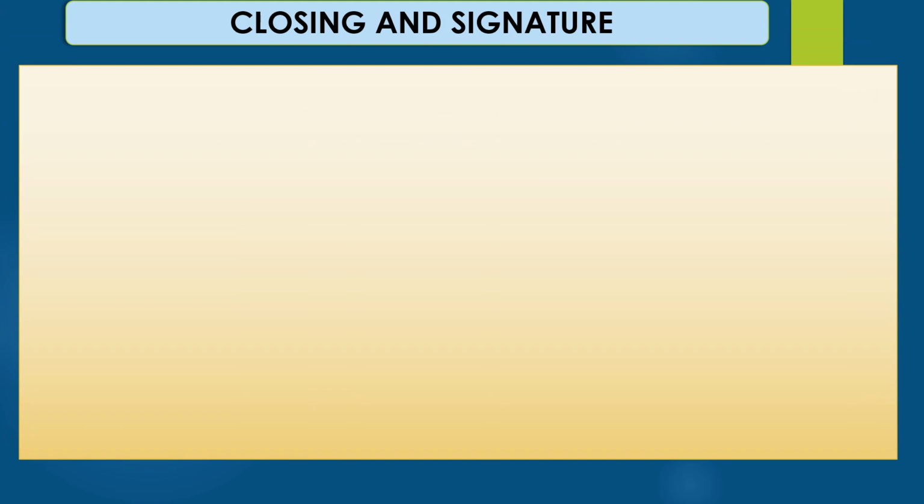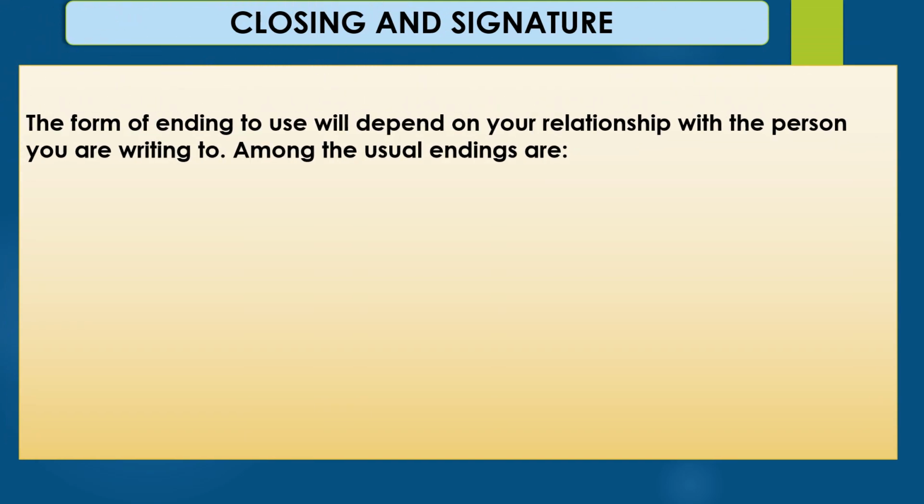Dear students, our fourth and last part is closing and signature. The form of ending to use will depend on your relationship with the person you are writing to. Among the usual endings are Yours sincerely. The first letter of yours will be capital and the first letter of sincerely will be small. After writing yours sincerely, you will insert a comma.